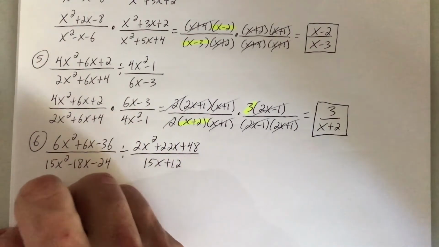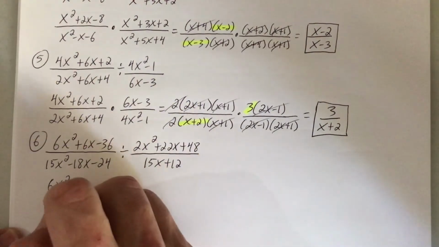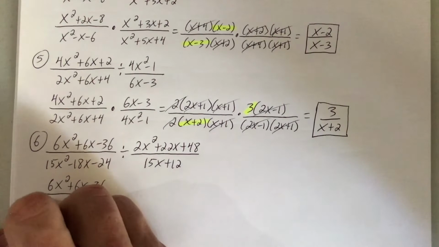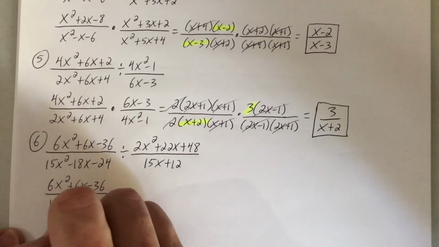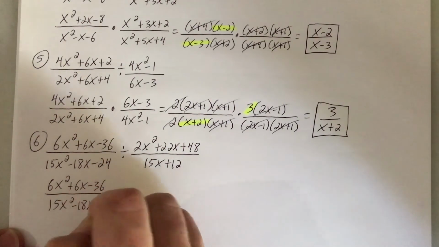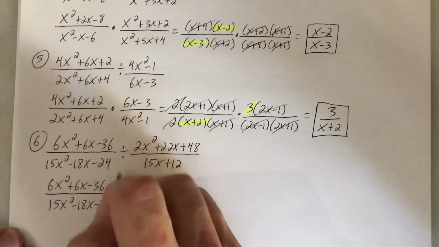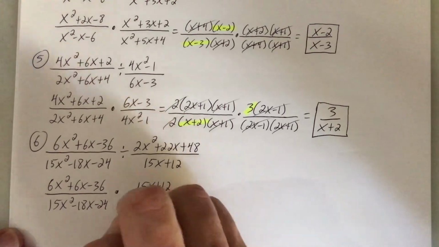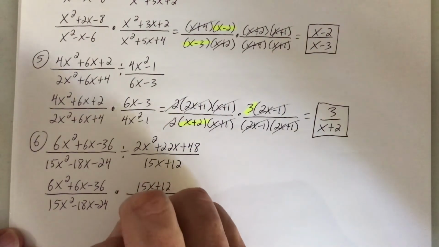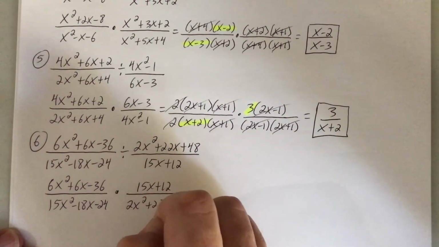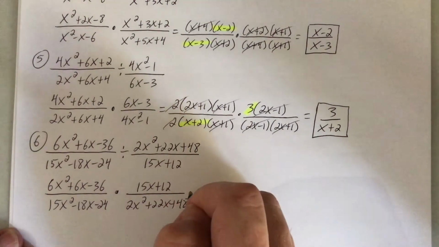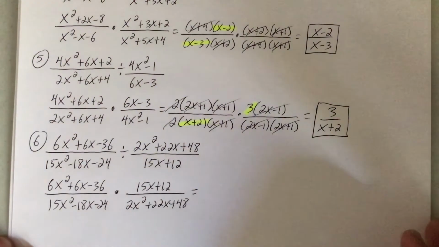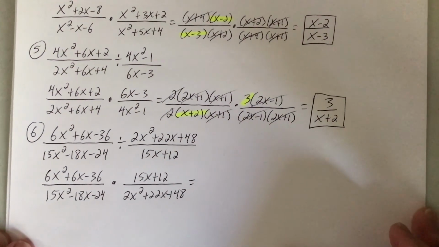So I go ahead and rewrite this: 6x squared plus 6x minus 36. Rewrite that denominator here. Now I'm going to change this to multiplication and flip, so 15x plus 12 over 2x squared plus 22x plus 48. So now we are going to factor all of our numerators and our denominators.